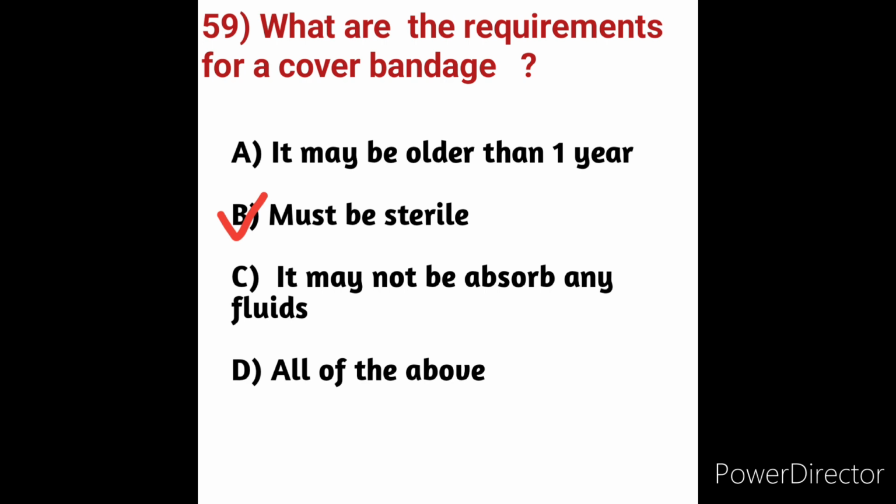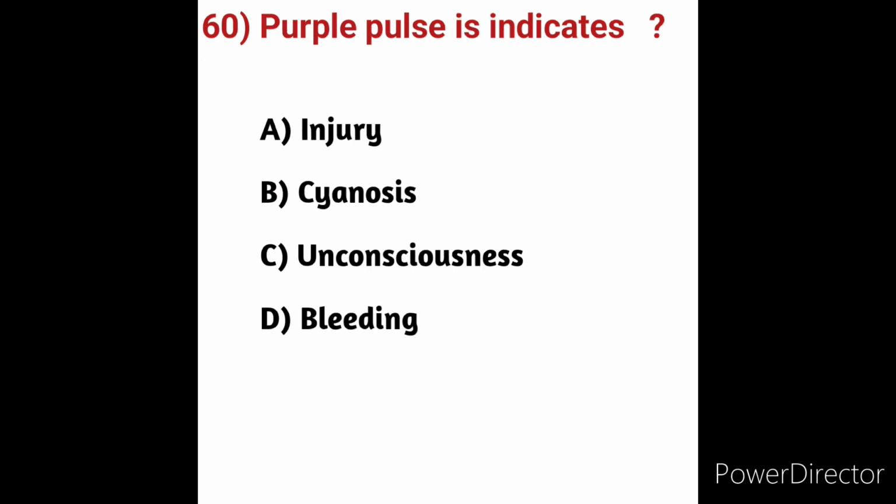Next we will move on to question number 60. This is the last question in this video. What is the indication of a purple pulse? We will see here option A, injury. Option B, cyanosis. Option C, unconsciousness. Option D, bleeding. What is cyanosis? Cyanosis refers to a blue color of the skin. So here a purple pulse indicates option B, cyanosis.